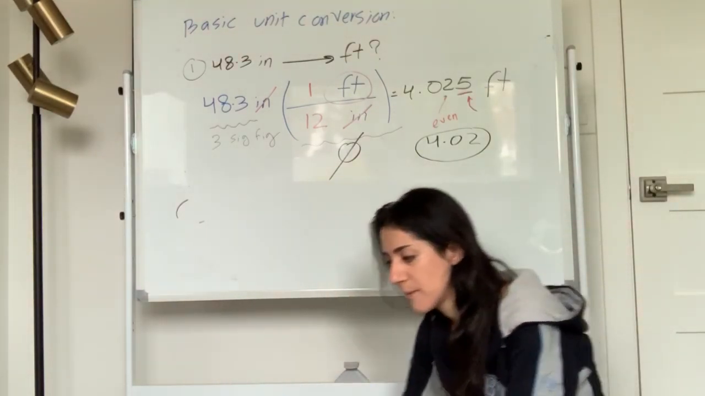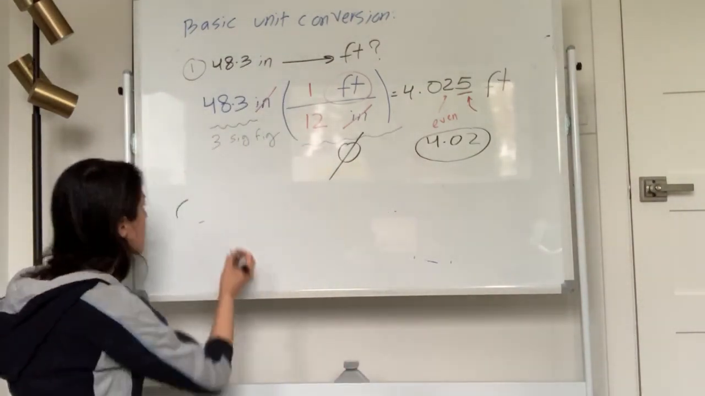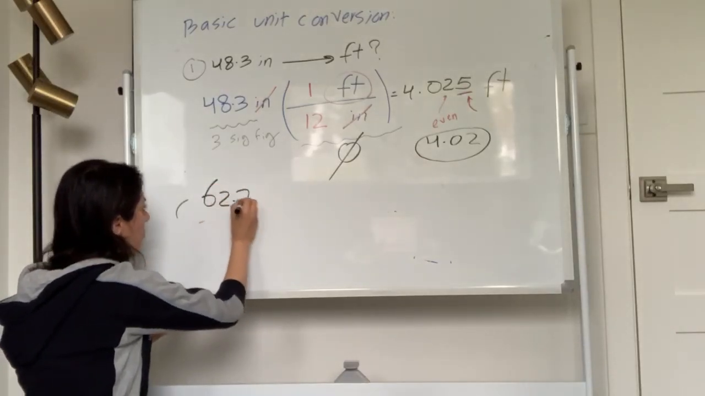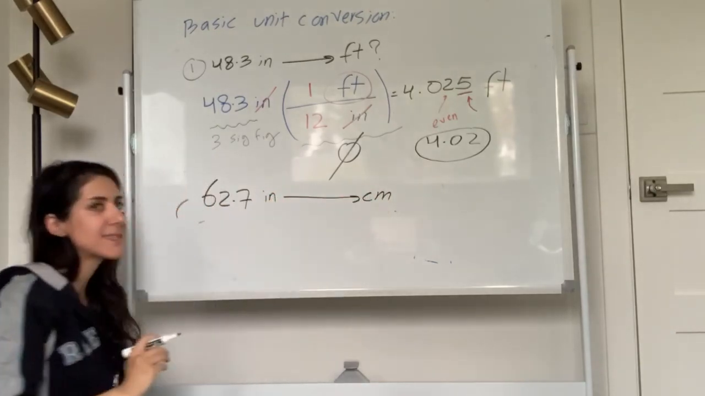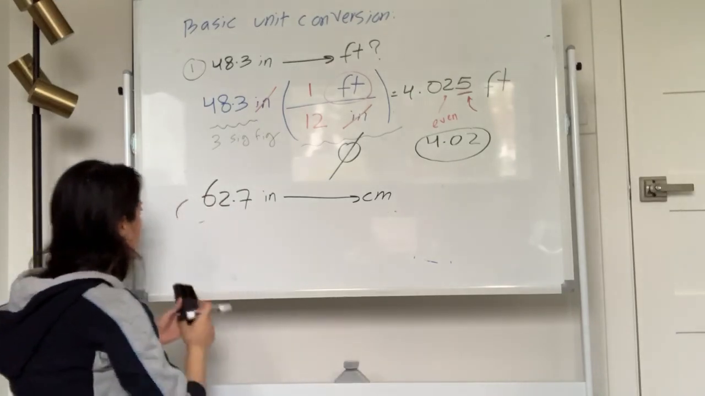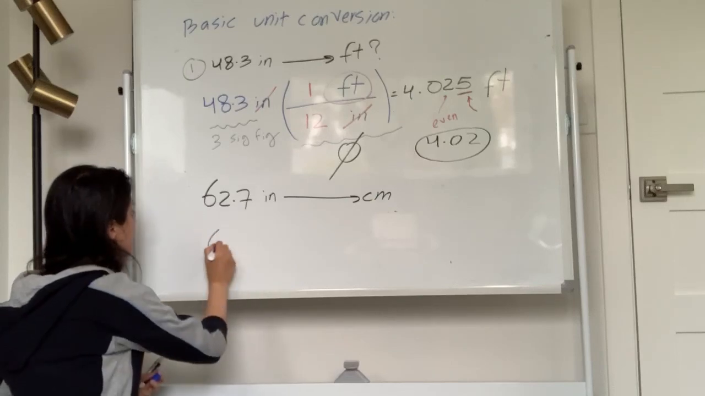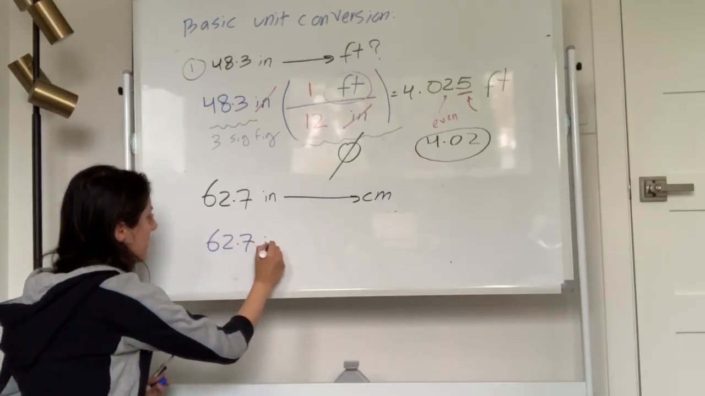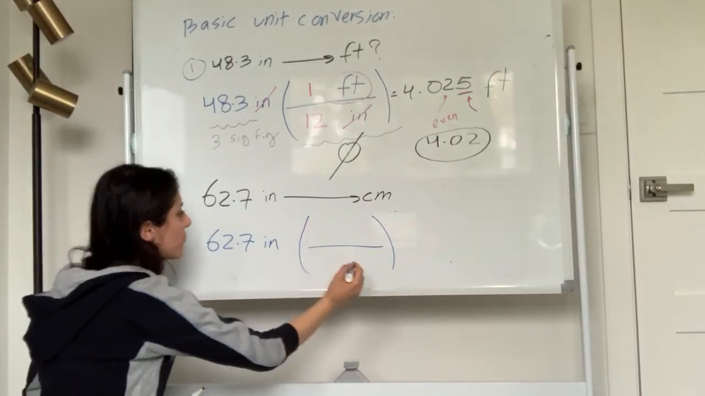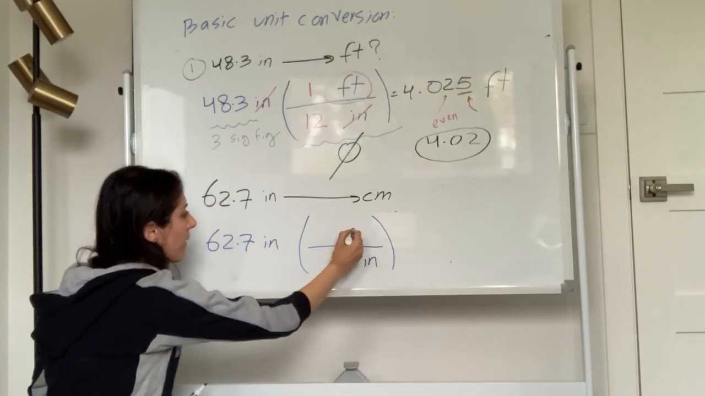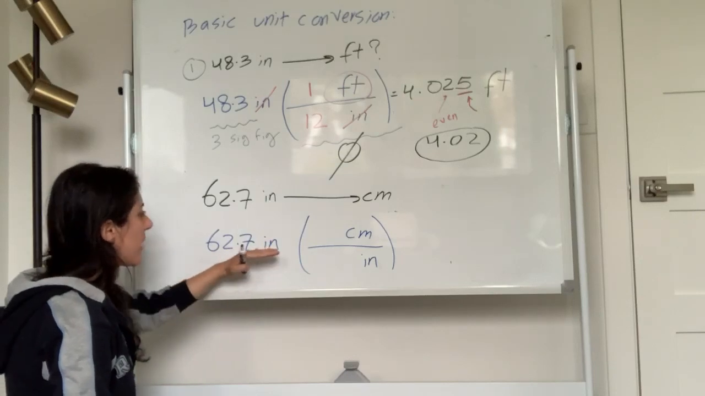Are you ready for our next problem? Let's do it. Here is our next practice problem. 62.7 inches, and I want you to convert it to centimeters. Okay? Now, again, you're going to write down what's given to you. What is given to me is 62.7 inches. Do I want inches? I do not. So I'm going to put inches down here. What I'm going to put on top is centimeters. So every time you have a problem, write down what's given to you. You go, inches is not what I want.